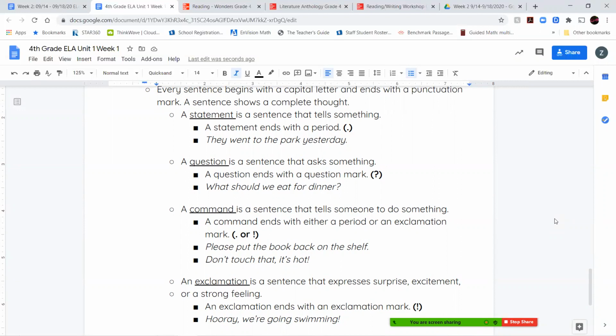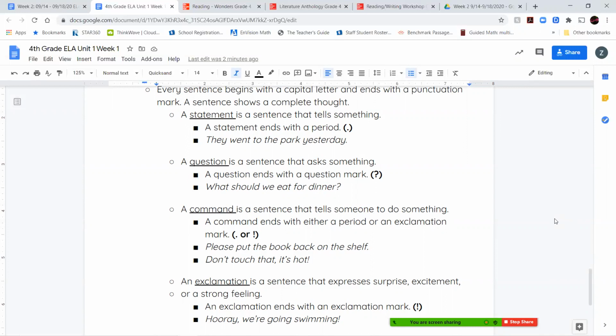The second kind of sentence we're going to talk about is called a question. We know what questions are. A question is a sentence that asks something, and those end in a question mark. You can ask any kind of question like, what should we eat for dinner? Did you remember to put your homework in your backpack? Do you know where I left my socks? All of these are different kinds of questions that you can ask.